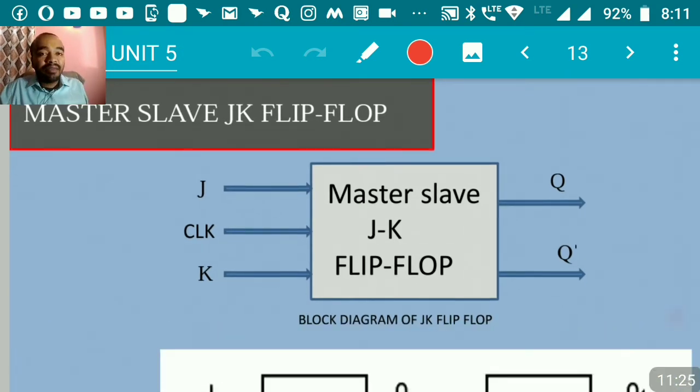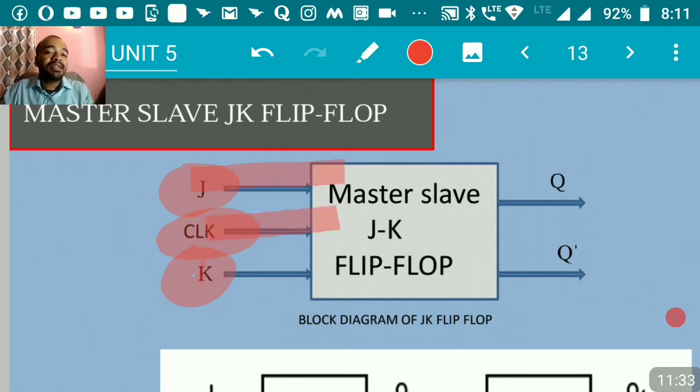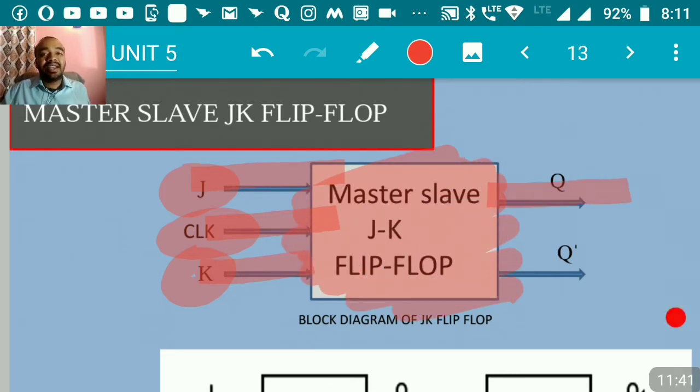The block diagram of master slave JK flip-flop is as follows. You have J input, you have clock input, you have K input given to the master slave JK flip-flop block. This is the block of your master slave JK flip-flop, and the outputs of the master slave JK flip-flop are Q and Q bar. Okay, this is the block diagram. It is not just a JK flip-flop, it is a master slave JK flip-flop.